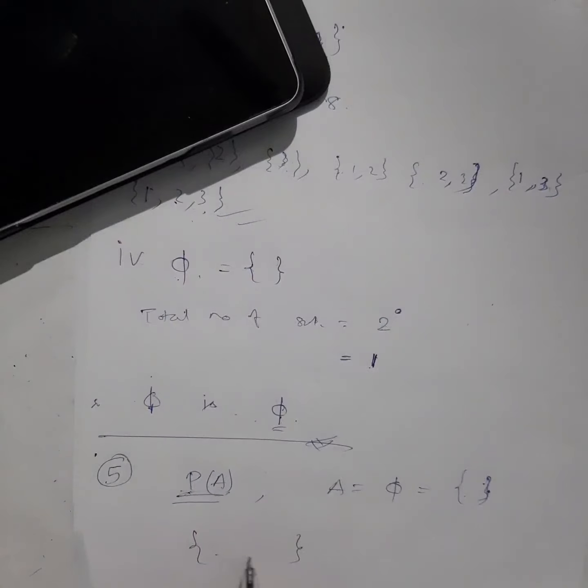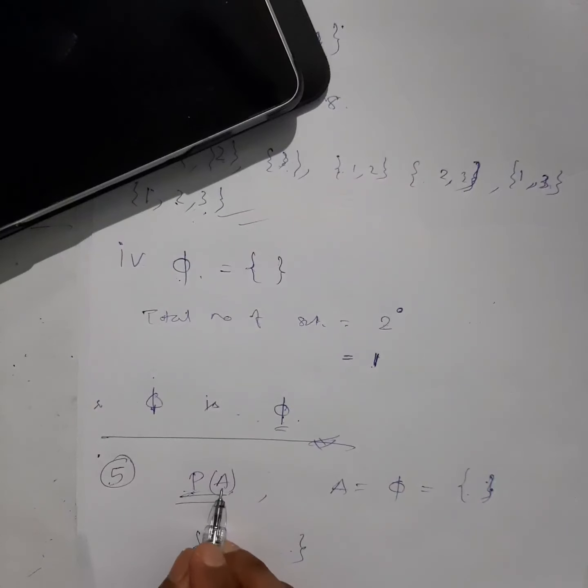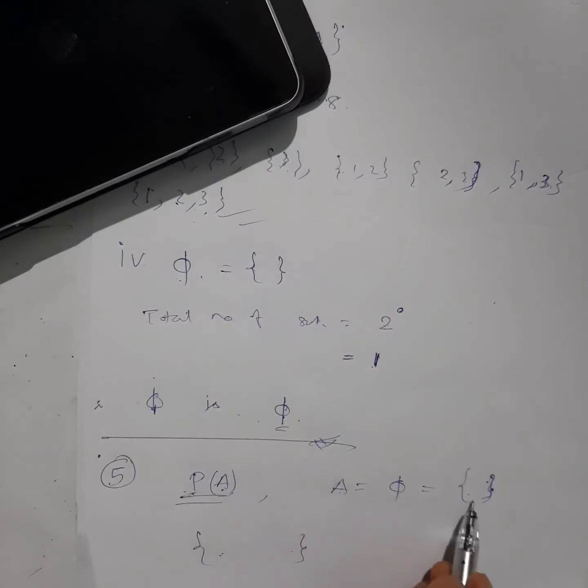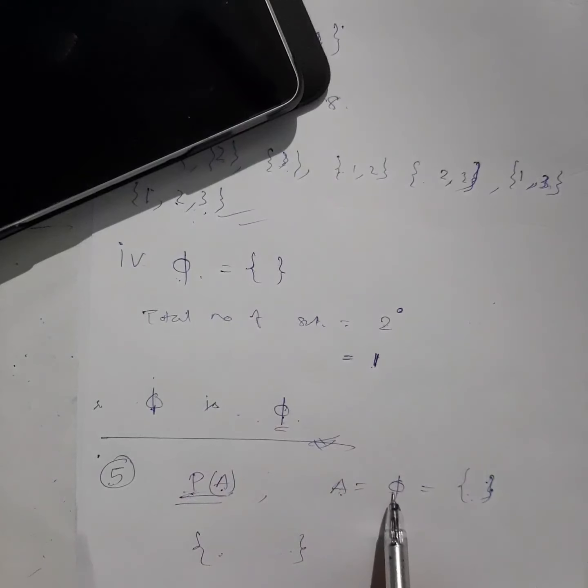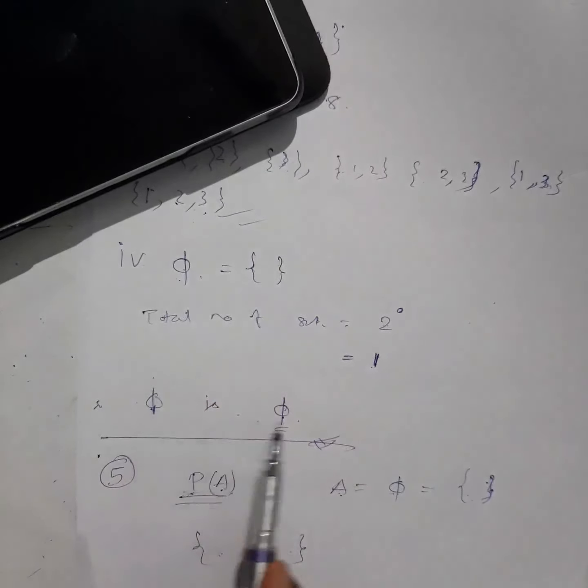What kind of set? One in which the elements will be subsets of A. Now how many subsets of A will you have? Just now we have done it. A is equal to {5} here, which means 5. How many subsets do you have?